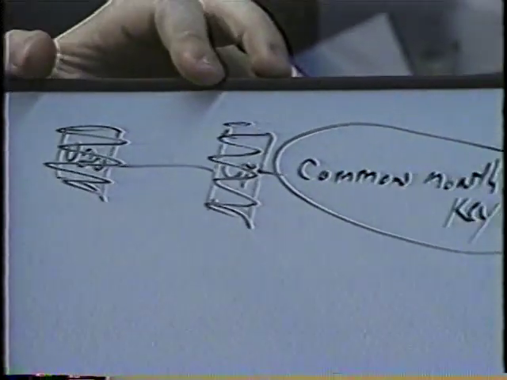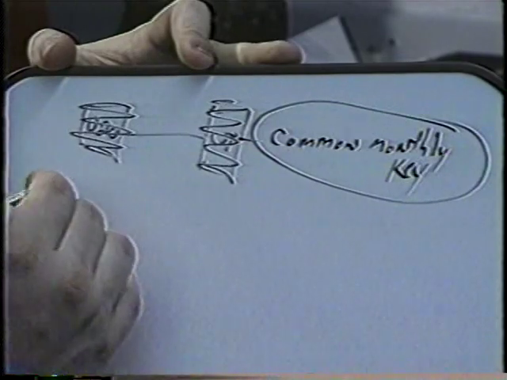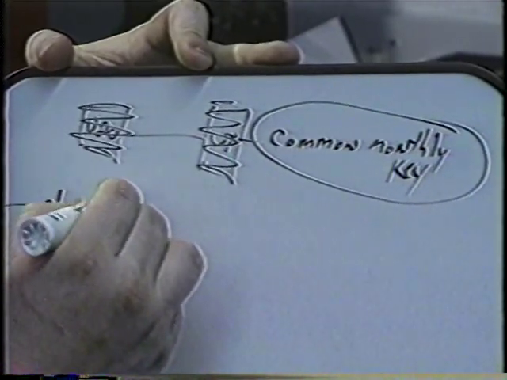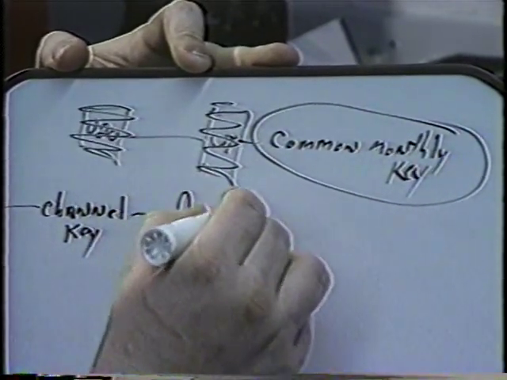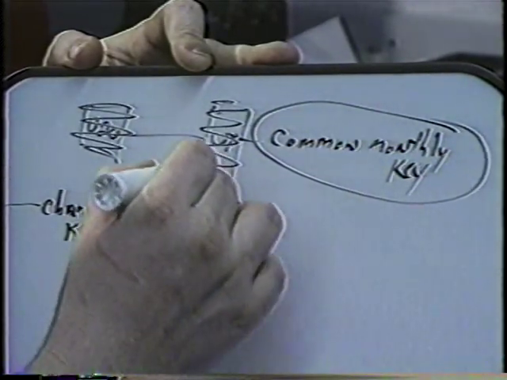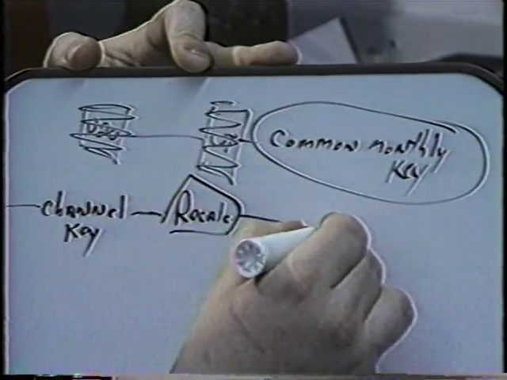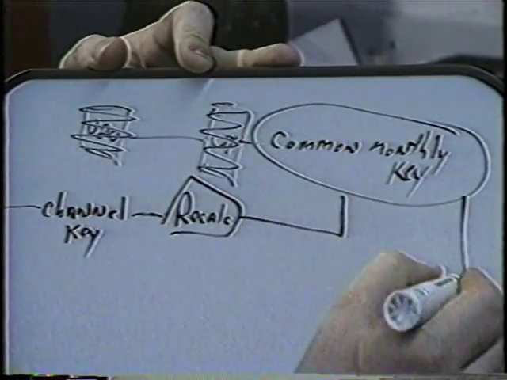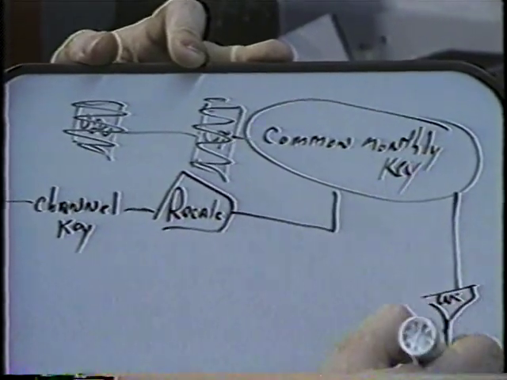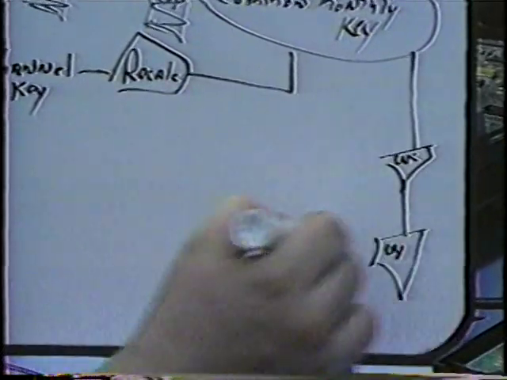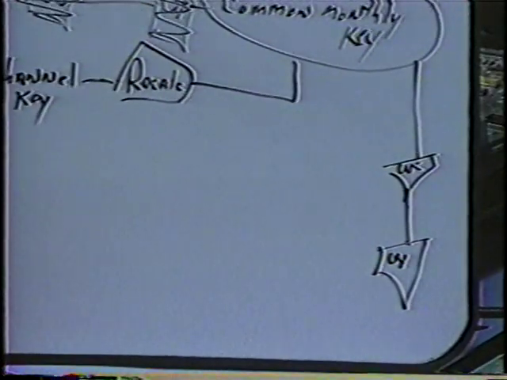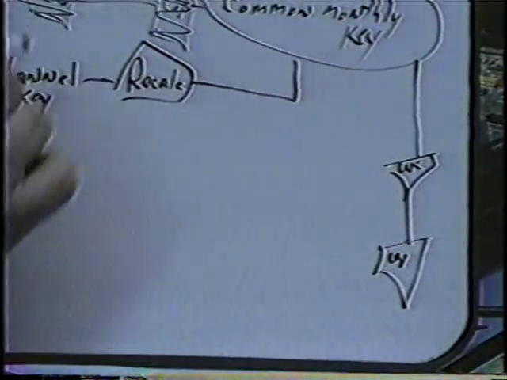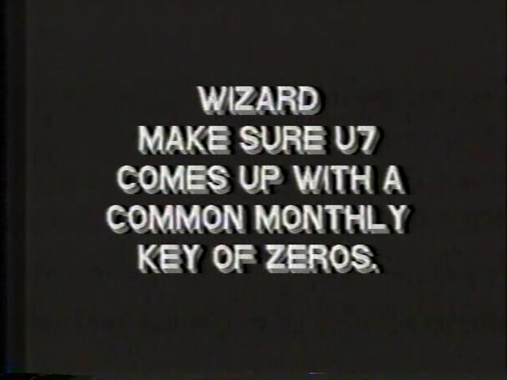Now, here's where the trick comes into place. When the channel key comes in, it's recalculated, then sent with the common monthly key, then sent to U5, and then to U4. Now, let me tell you what happens. Let me tell you why it's recalculated. What happens is they make sure that U7 comes up with a common monthly key of zeros.